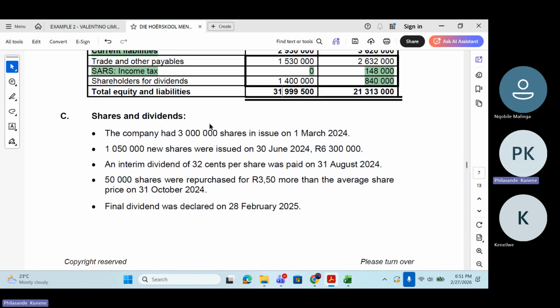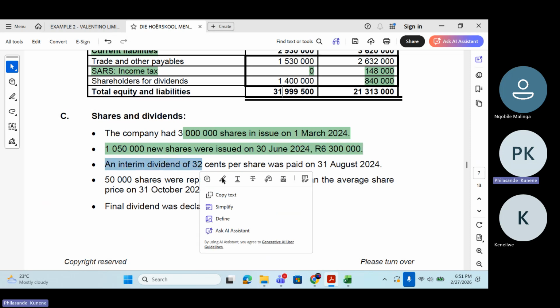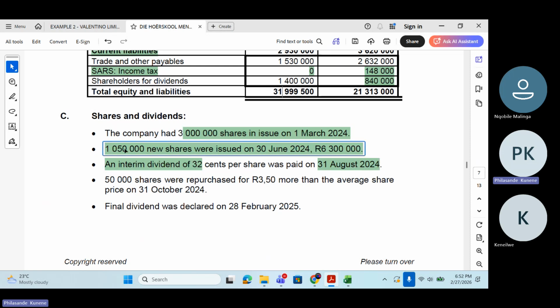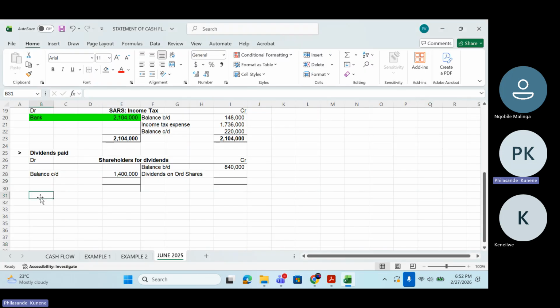If you look here, they're saying the company had 3 million shares in issue on 1 March 2014. 1,050,000 new shares were issued on 30 June 2024. An interim dividend of 32 cents per share was paid on 31 August 2024. So for me to calculate my interim dividend, I need to say 3 million plus 1,050,000 shares. Then I multiply those by 32 cents. So I need to calculate my interim dividends.